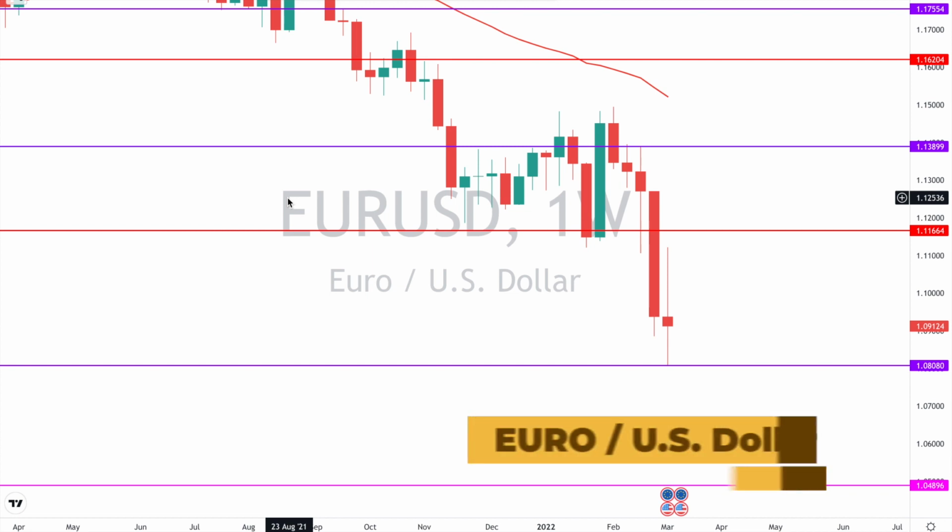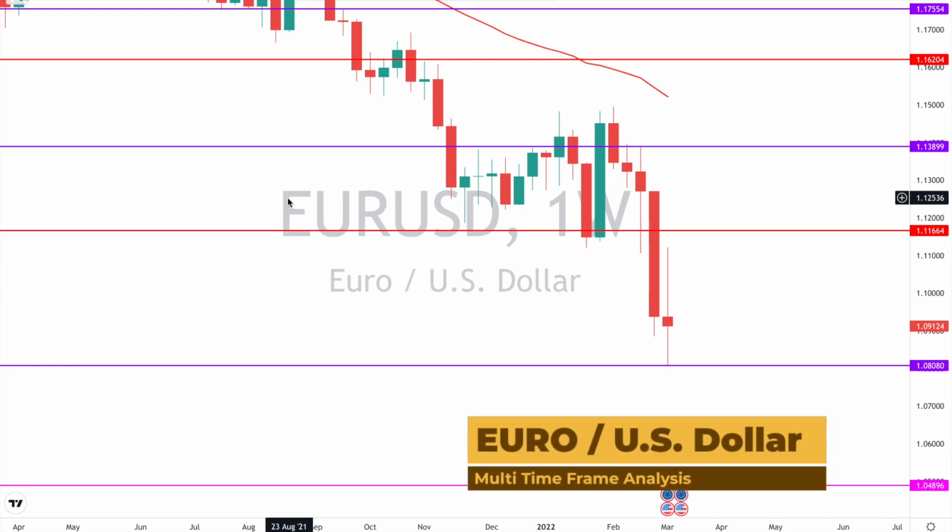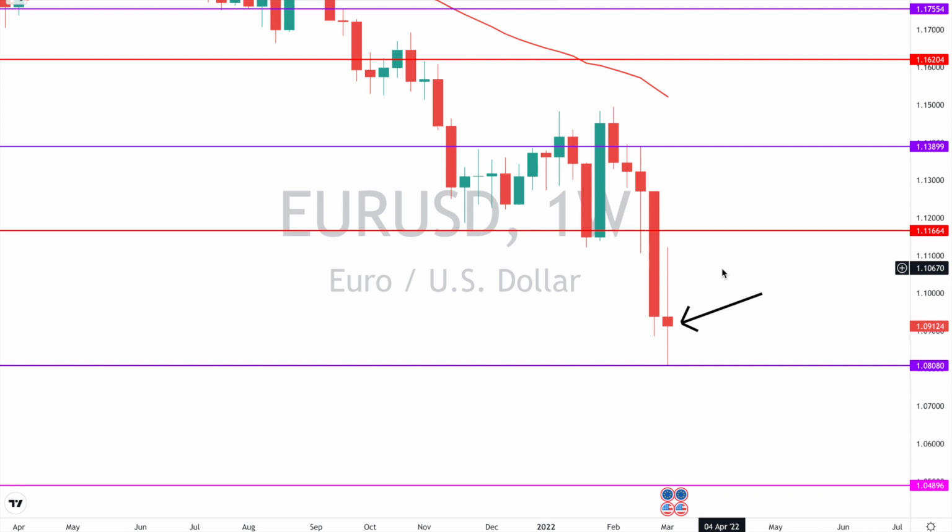So here's euro dollar weekly time frame, and as you can see this week we got a relatively sideways market, as can be evidenced by this weekly candle right here. As you can see, generally speaking, price remained within the borders of the given consolidation range between the weekly effective support right here and the daily effective resistance right here as well.